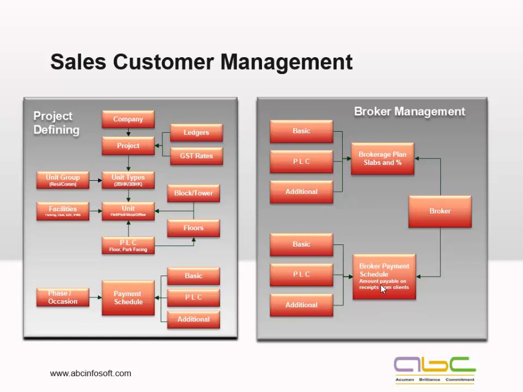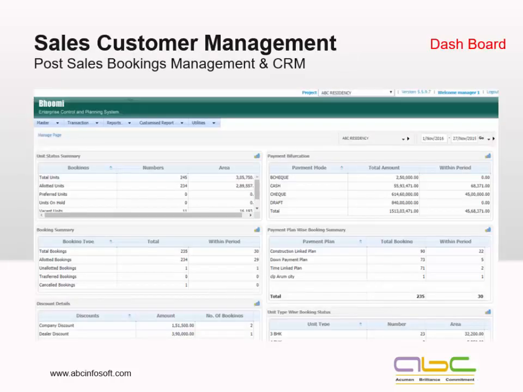Now this is my dashboard for the POSIS CRM. Again, we will be working here project wise. You can have a period for the dashboard. Within the dashboard, you can see the unit status summary, like total units, how many units are there in the project in terms of numbers and areas, allotted units, preferred, on hold, vacant, both in terms of numbers and areas. Then we have got payment bifurcation.